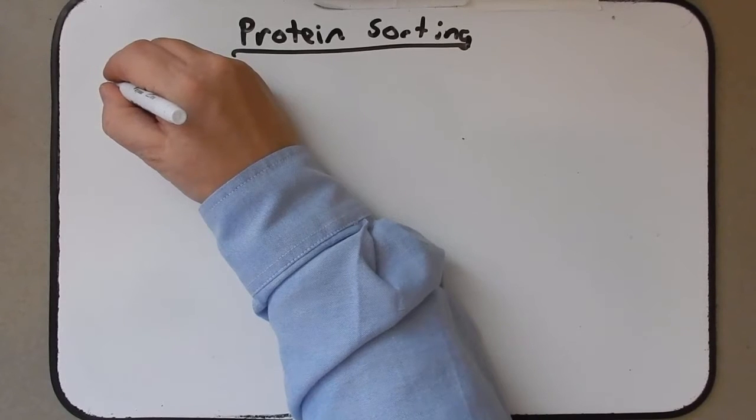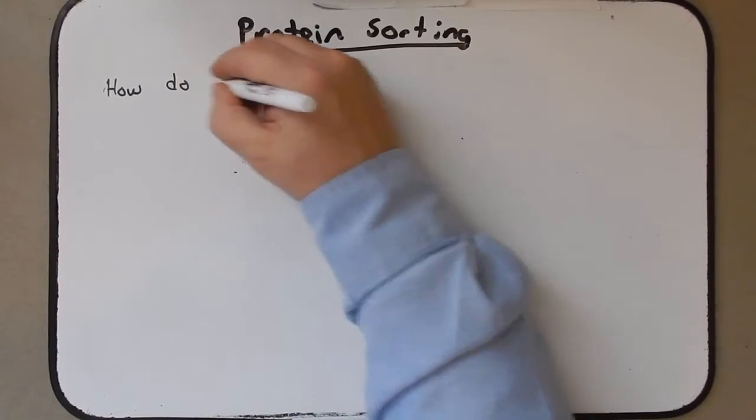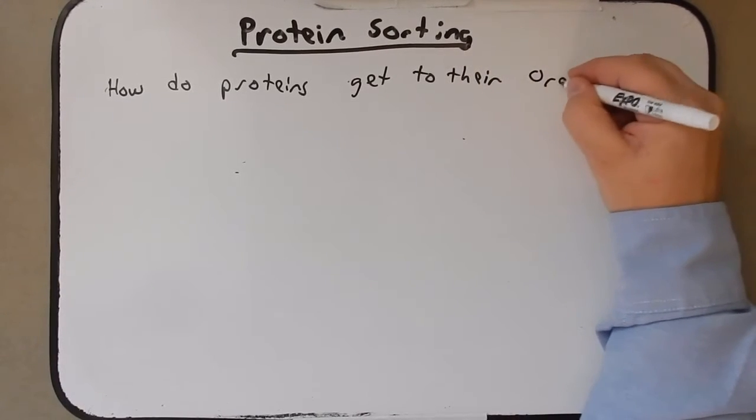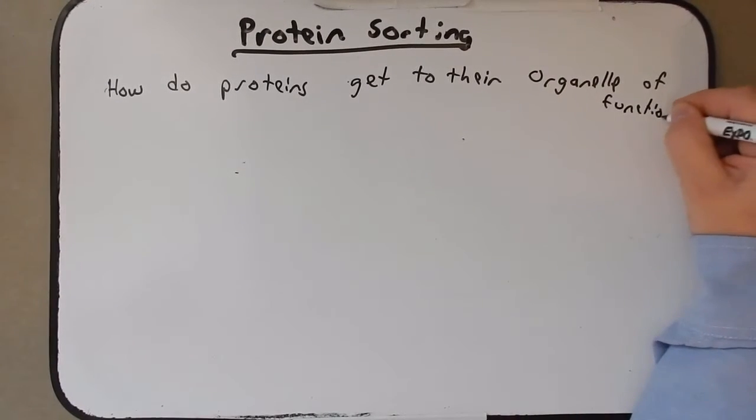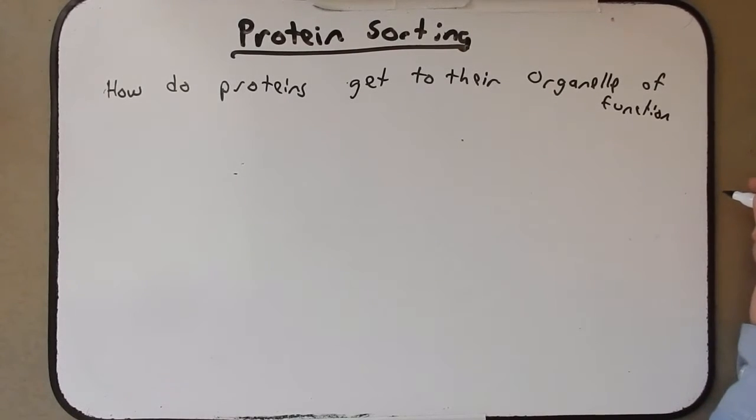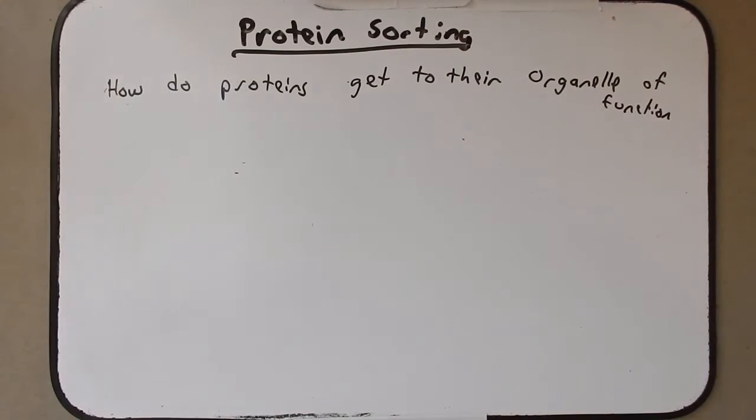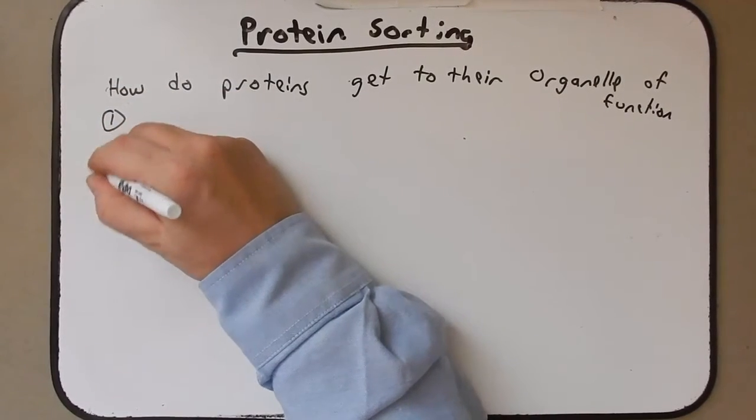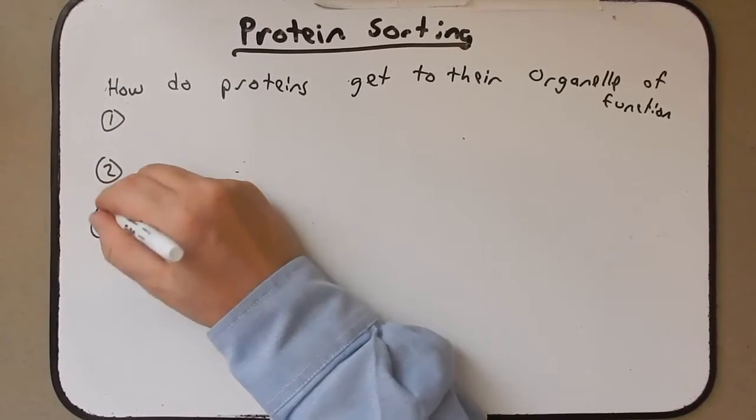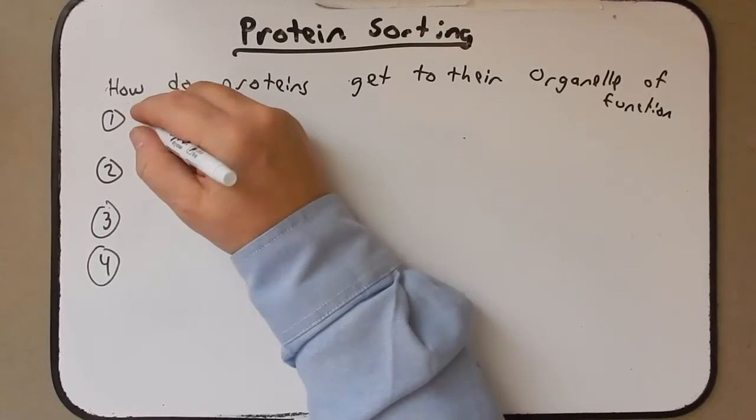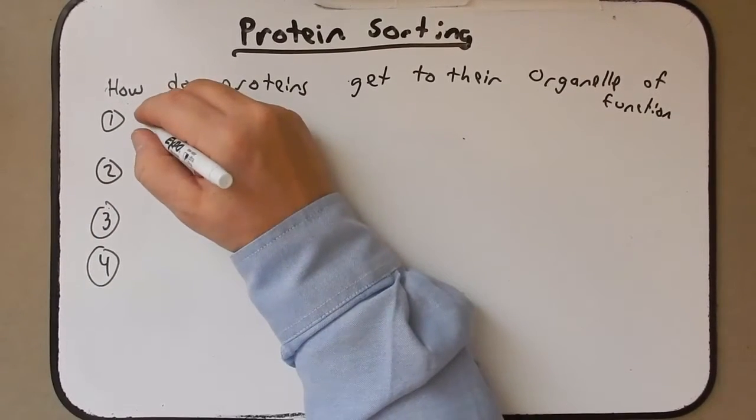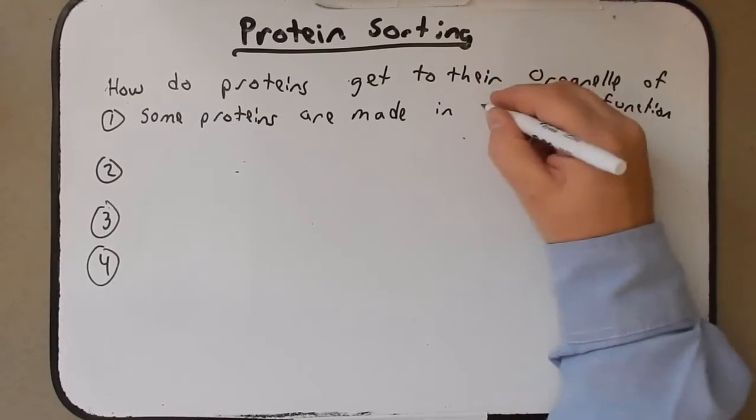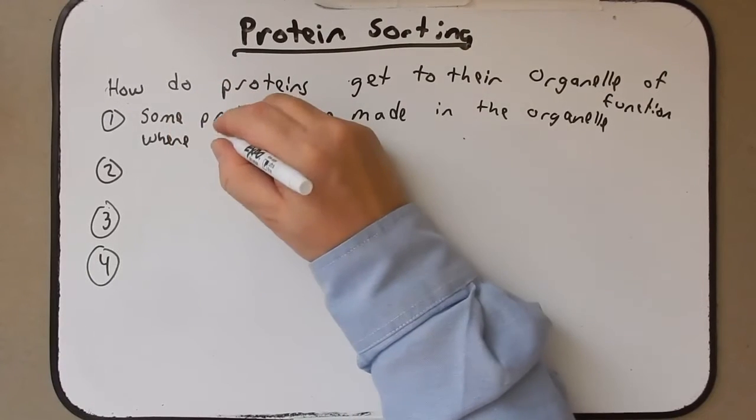So let's take on this discussion of how do proteins get to their organelle of function. That is, if you have a mitochondrial protein that's formed in the cytosol, how does it get to the mitochondria? I'm going to describe 4 different ways. Your book talks about 3, and I want to throw in a fourth. And so I'll begin with that 4th one that your book doesn't directly mention. And that is that some proteins are made in the organelle where they will function.